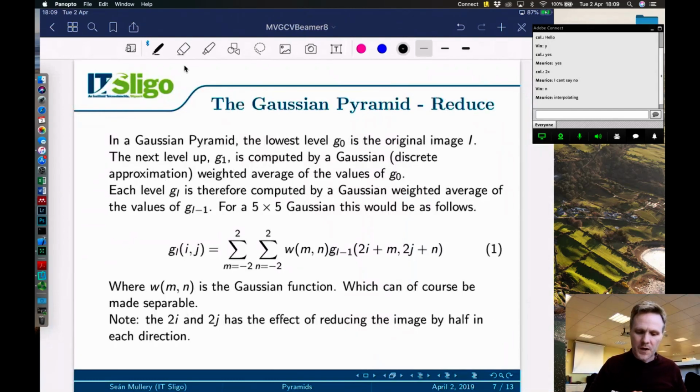So what we do is what we'll call a Gaussian pyramid. This is a pyramid where we're going to make each of the images, but we're also going to Gaussian smooth before we do each of our downsampling of our images. So in a Gaussian pyramid, the lowest level, which we call G0, is the original image, and this is I.